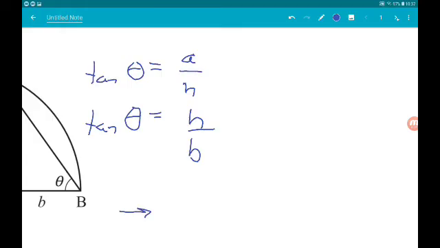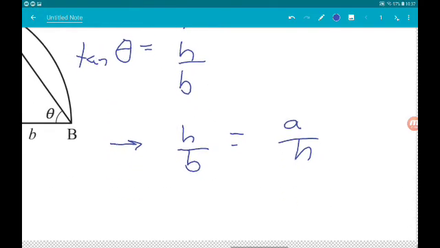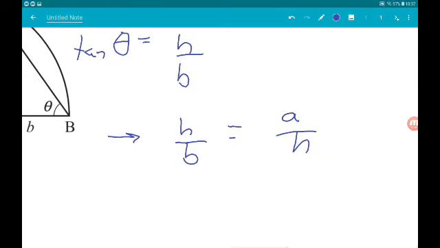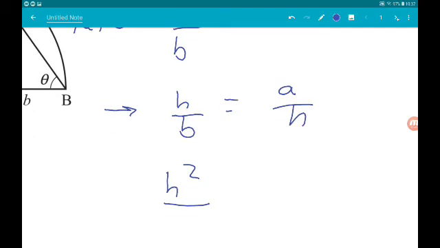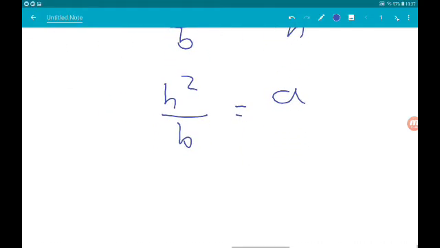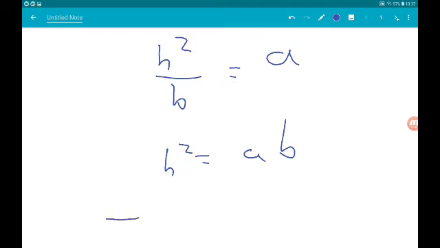So from that we can say that h over B is equal to A over h. If we multiply through by h and by B, we get h squared is AB, and then finally h is root AB. Boom.